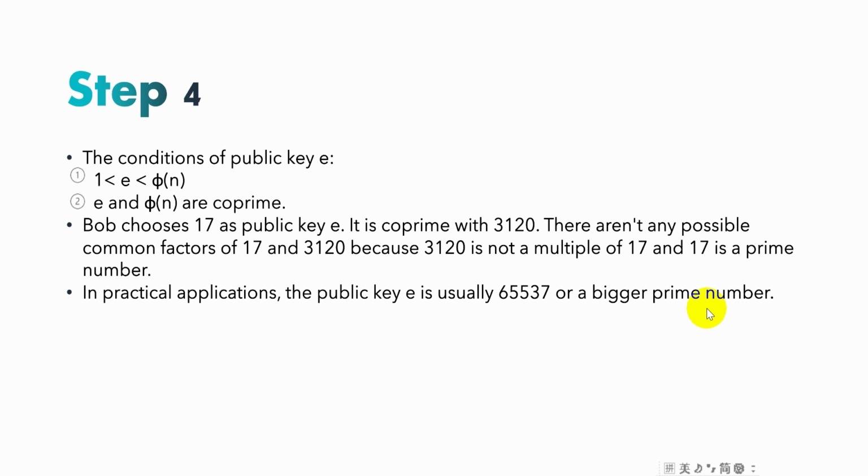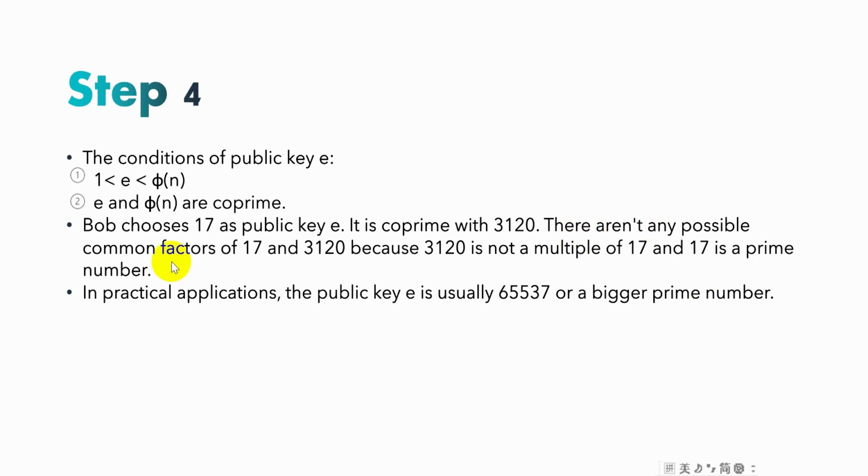And then Bob finds the public key E. The two conditions are E is in between 1 and phi n, and E and phi n are coprime. And E has to be an integer. So Bob chooses 17 as public key E, because 17 meets those requirements. And it's coprime with 3120, which is phi n.